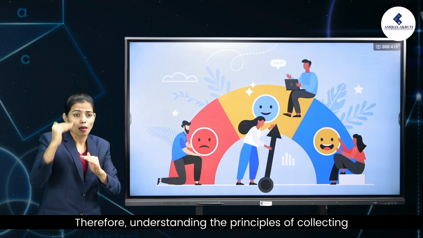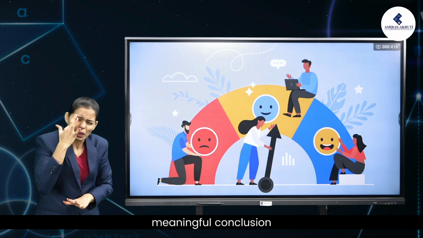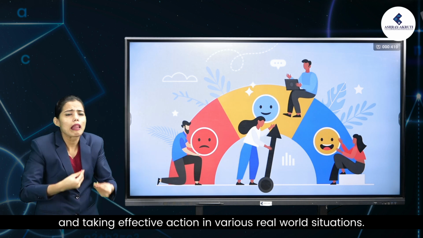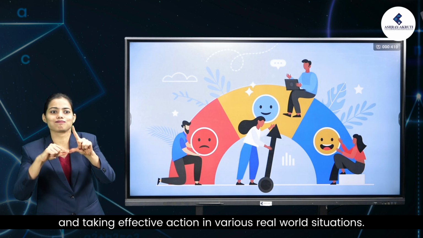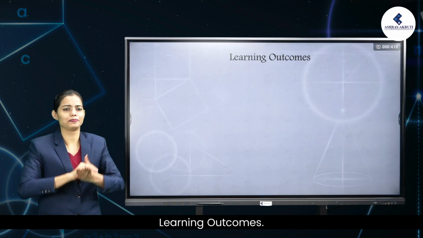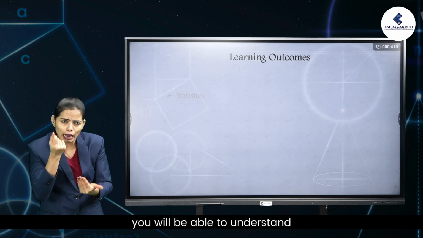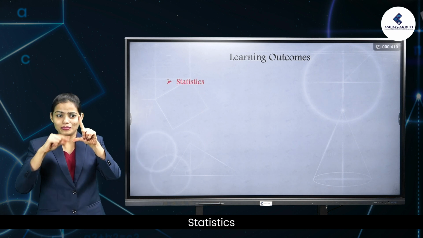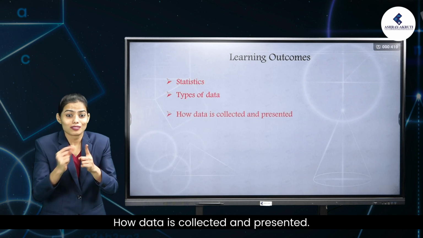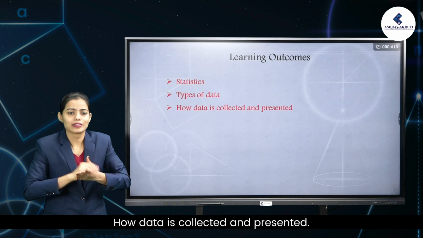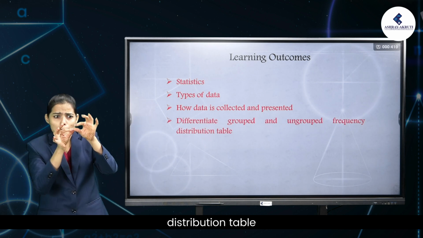Therefore, understanding the principles of collecting and presenting data is crucial for making meaningful conclusions and taking effective action in various real-world situations. Learning outcomes. After the completion of this lesson, you will be able to understand statistics, types of data, how data is collected and presented, and differentiate grouped and ungrouped frequency distribution table.